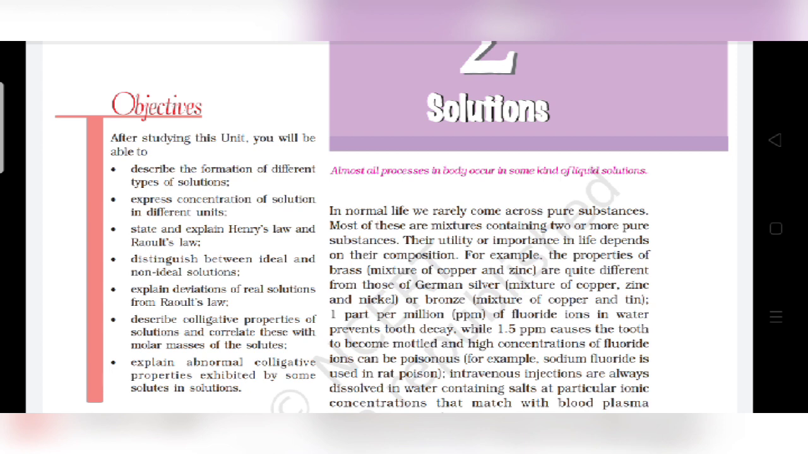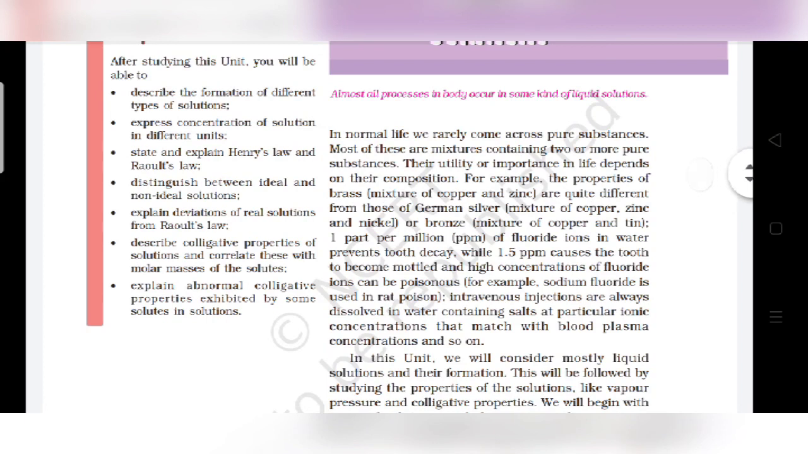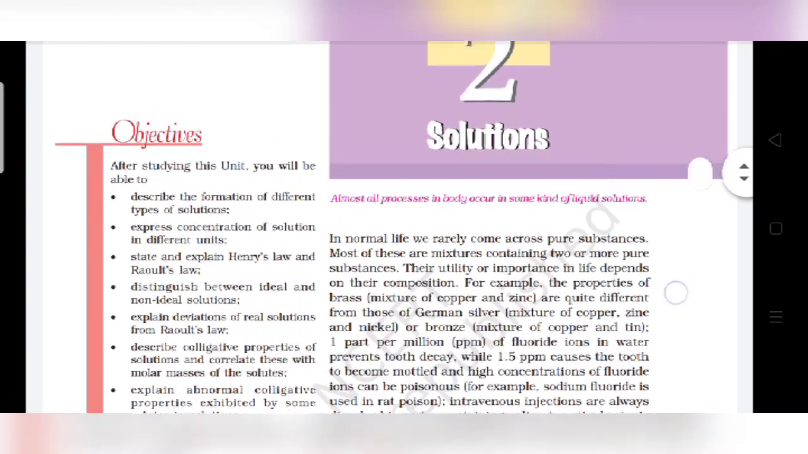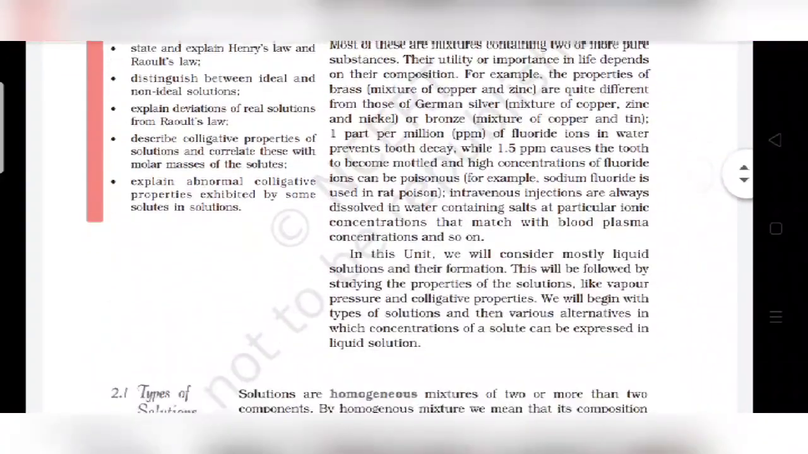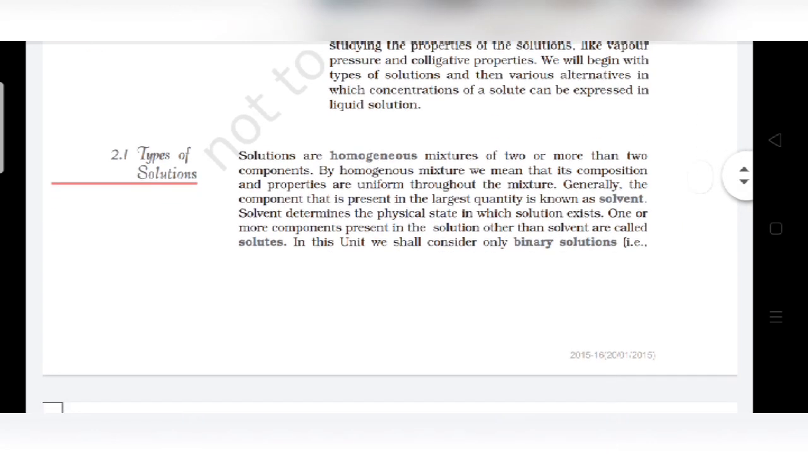Then distinguish between ideal and non-ideal solutions. We have to learn to explain deviation of real solutions from Raoult's law. Also we have colligative properties of solutions, and at last we have abnormal colligative properties exhibited by some solutes in solutions. Okay, so this much is clear what you have to study in this chapter. Let's start with 2.1, types of solutions.